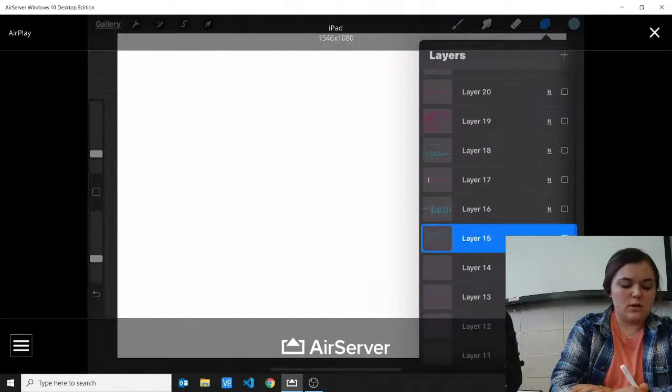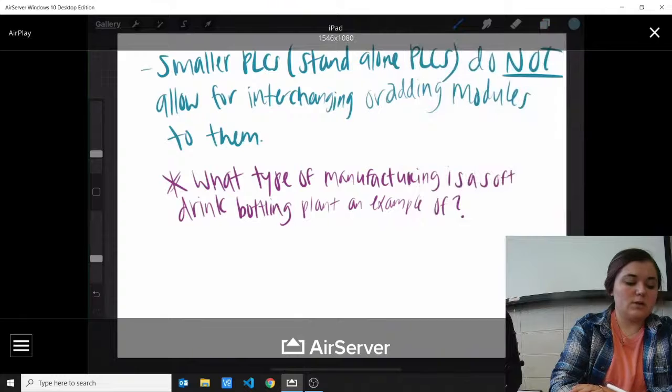All right. So smaller PLCs, aka standalone PLCs, do not allow for interchanging or adding modules to them. So you can't add anything to standalone PLCs. I guess they're just too small. You can't add an excess of information to them.